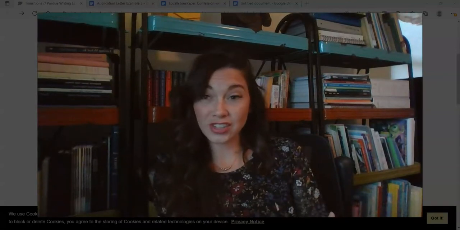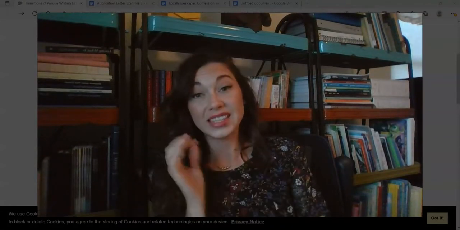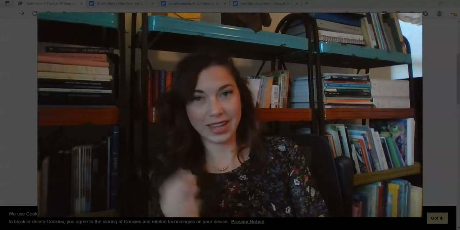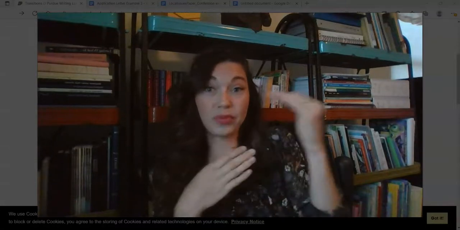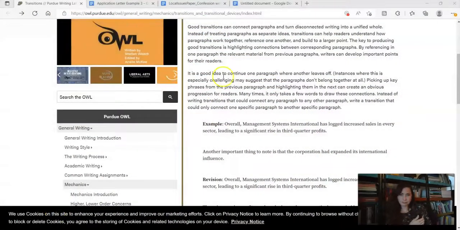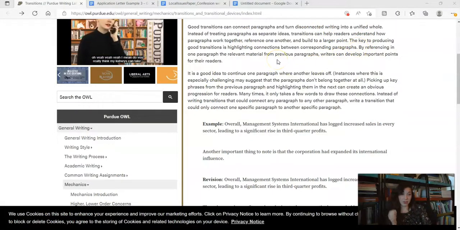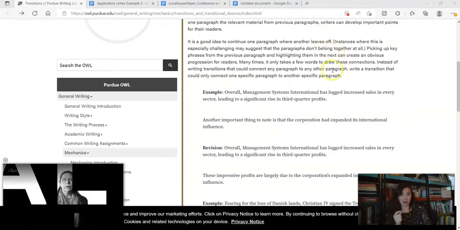So when you're using transitions, you're creating bridges and creating connections between your ideas so that the reader sees how the ideas build to your conclusion. And that's what we want. We want that momentum. We want each idea to build on the previous idea, so that we're working towards the end goal, okay? So basically, it says by referencing in one paragraph the material from previous paragraphs, the writer can develop those important points for the reader, okay? So we're working together, our ideas are building. It's a good idea to continue one paragraph where another leaves off. Okay, and we're going to talk about when that might be hard and what that means.